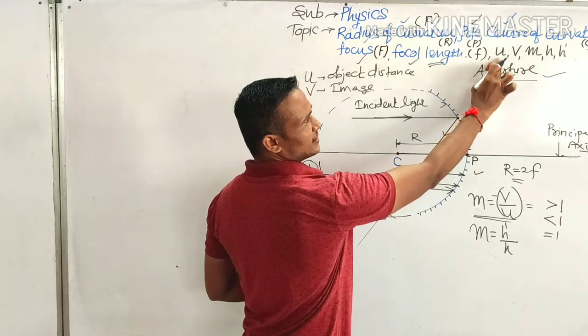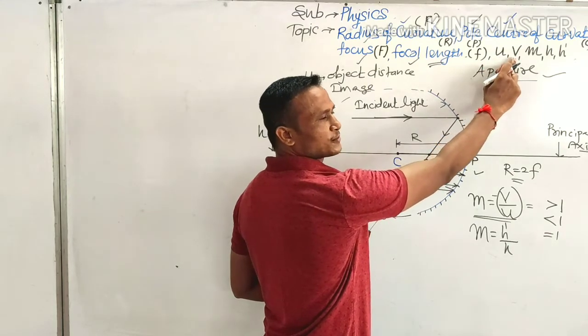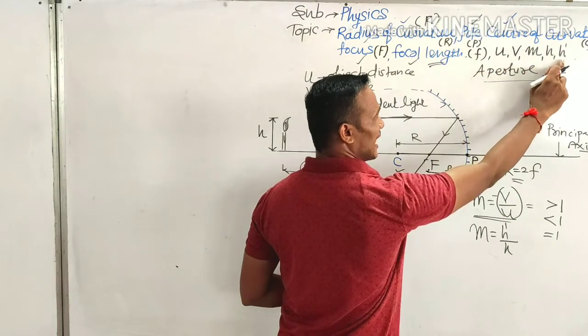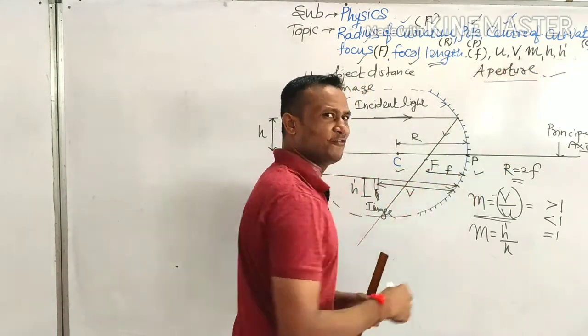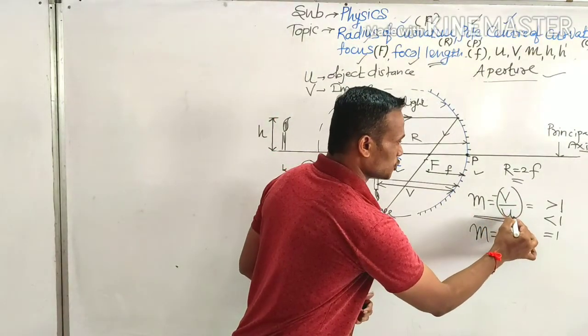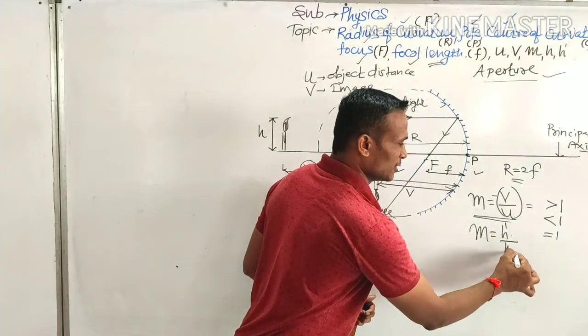Object distance is the distance between object and the pole. Image distance is the distance between image and the pole. Height of the object, height of the image. Magnification is the ratio of image distance to the object distance, or image height to the object height.